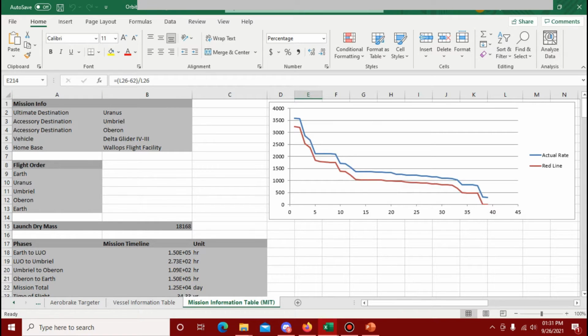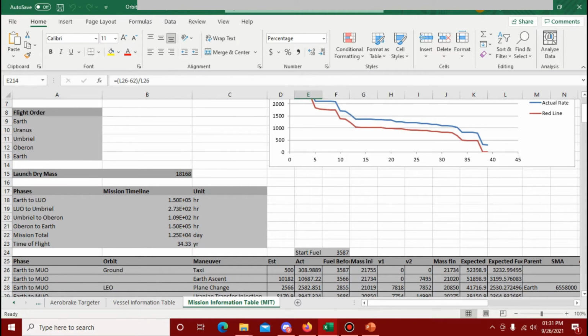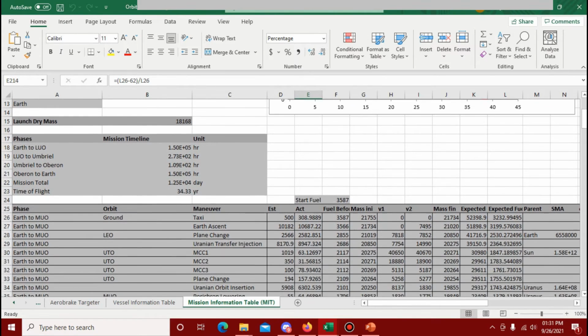So you can see here's some information about where I went. I didn't just go to Uranus, I also went to Umbriel and Oberon using a Delta Glider 4, and I did this out of Wallops Flight Facility. So then I ordered everything. This is the itinerary. I have a launch mass here, which is calculated, and then a timeline, how long the entire flight took. This is the most unrealistic thing of all. 34 1/3 years. Human lifespans are going to have to get a lot longer before we try to fly a mission that's this long. So that's a little bit tricky.